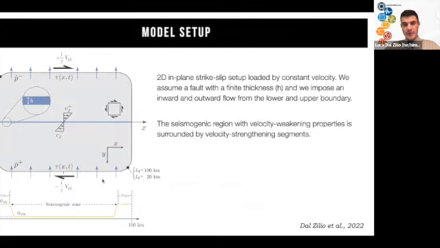So we try to test this type of plasticity model in a very simple strike slip setup. This is compared to the previous setups. This is an in-plane shear motion where we have a fault with a finite width. We impose an inflow and outflow of fluid, and we impose a constant loading rate from the top and the bottom. And we assume a rate strengthening A that is higher on the left and the right side of the model, and lower, similar to the classic A that is used for velocity weakening, in the center of the fault.